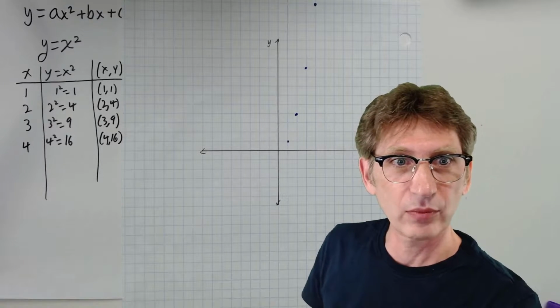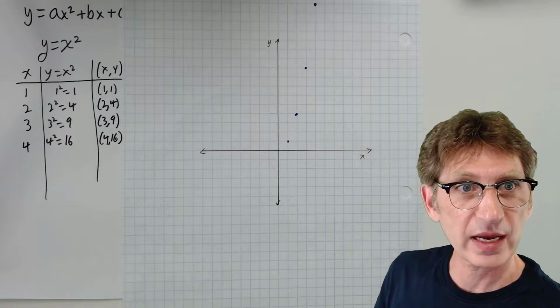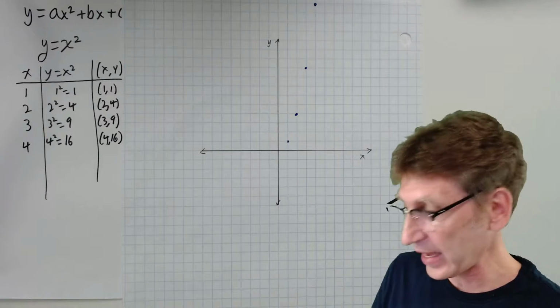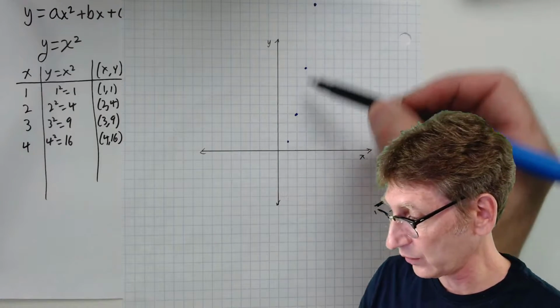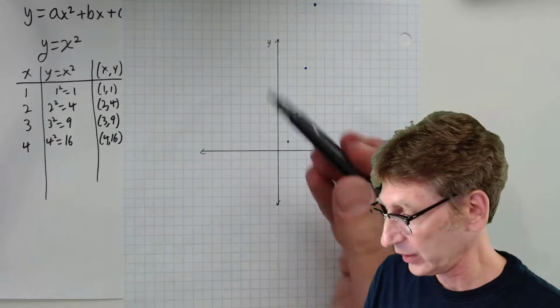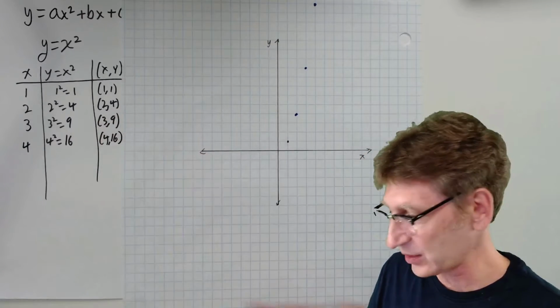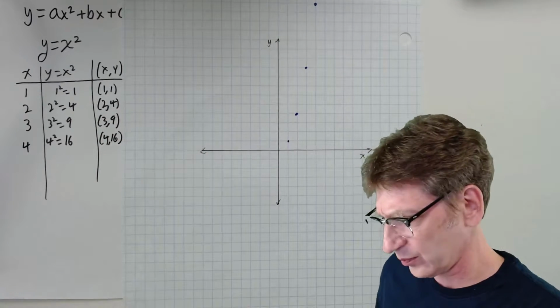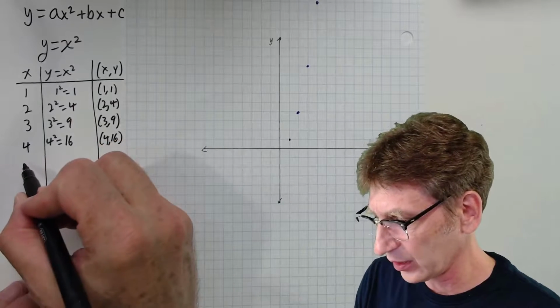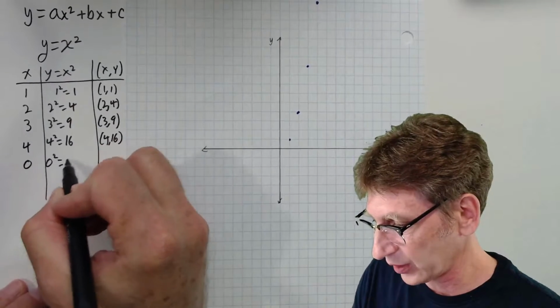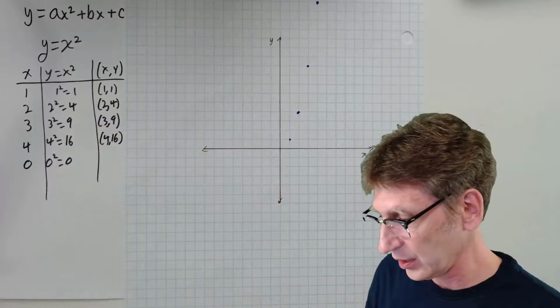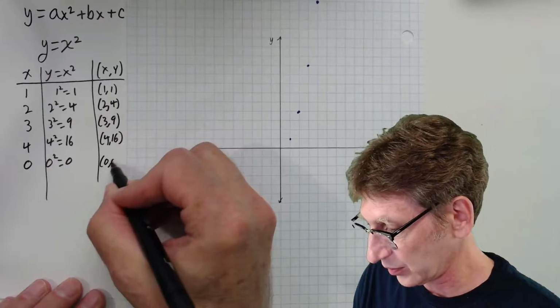Well, this is not everything we need. We need a little bit more here because right now we only have part of what is going to be a parabola. We need to see what's going on over here on the left side. So we'll put some more values in here. Probably ought to use 0. 0 squared we know is 0. So I have (0, 0).